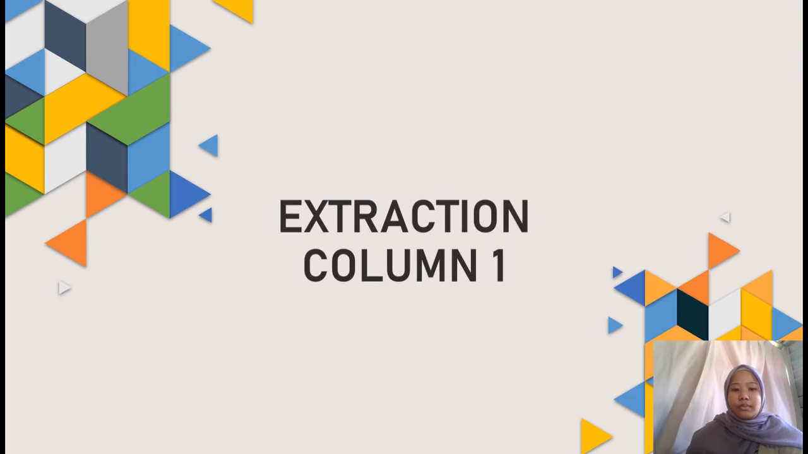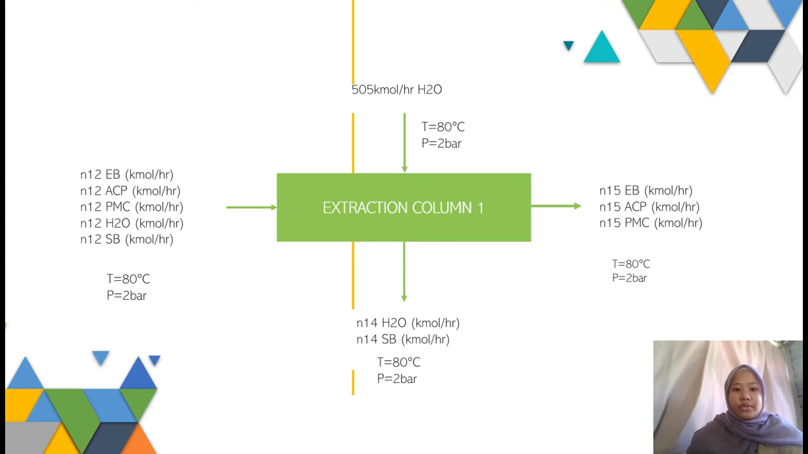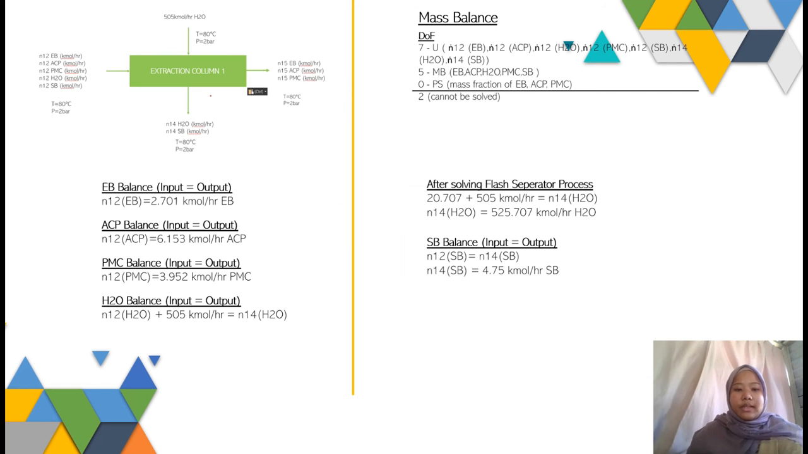Then, at extraction column 1, there are 2 inputs and 2 output streams, and all the conditions for all streams are the same. This is how we solve for the mass balance, and since the DOF is not 0, there are some unknowns that cannot be solved. But after solving other unit processes, the unsolved unknowns will be solved.